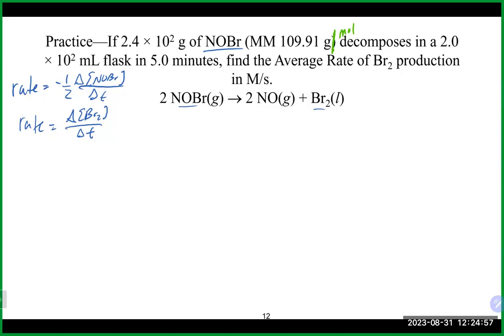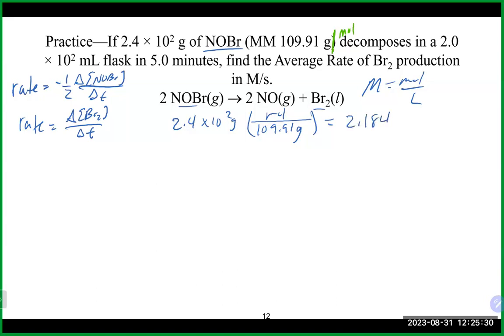We got some volume. So we need to convert a little bit into some molarity, perhaps would be a good idea. So we're going to look for the molarity here, which is moles per liter. So we got 2.4 times 10 to the 2 grams. We'll use the molar mass that they gave us. Once again, if it was not given to you, you can get it from the periodic table. And that will get us there, looks like we'll call it 2.184 moles of NOBr.